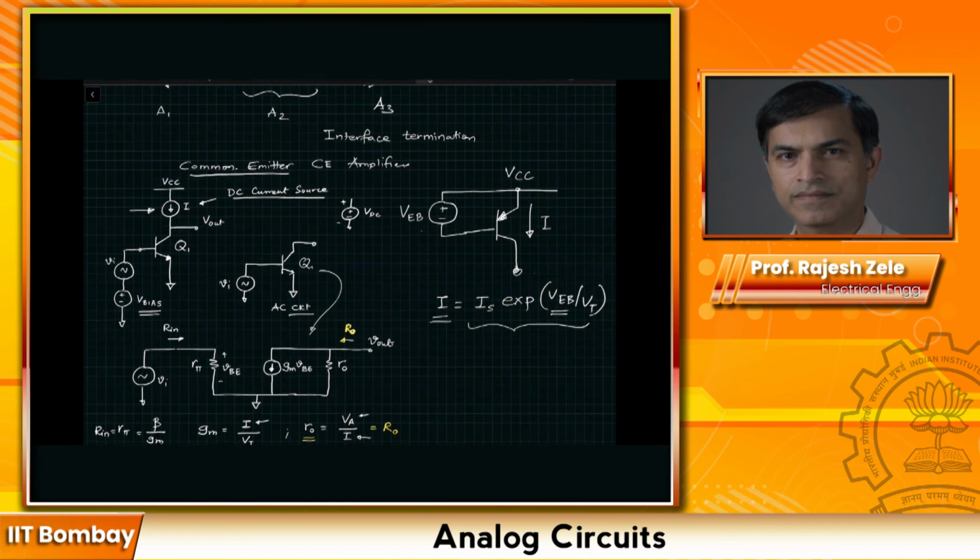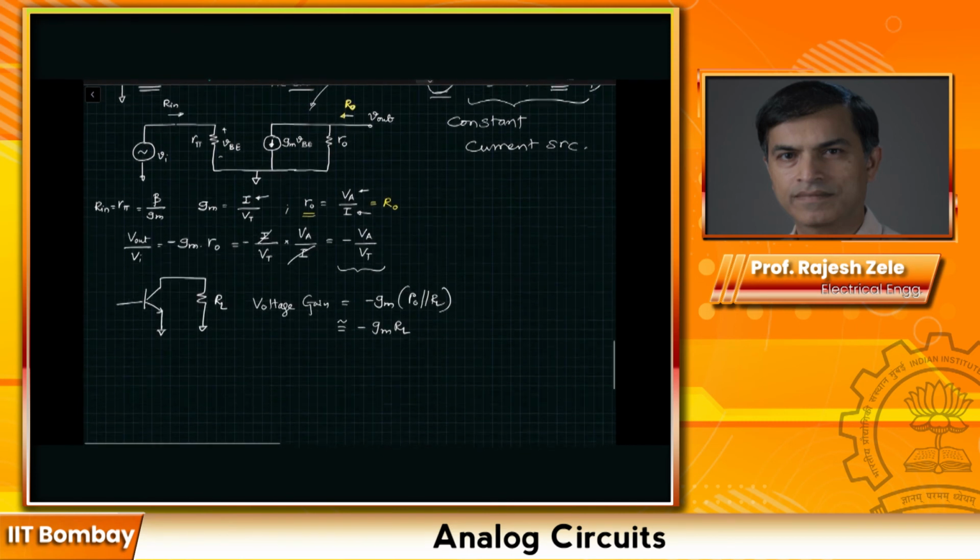And as long as you make sure that there is no AC voltage applied, it's just the DC voltage there, then the current value I will be constant. This is a good way to implement a constant current source. So the overall circuit is going to look like this.